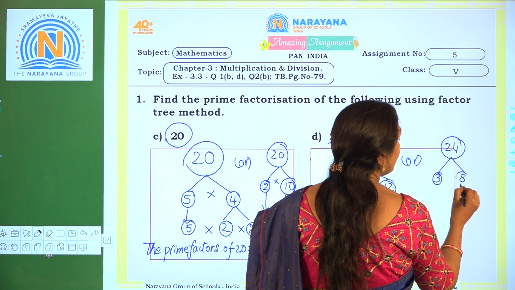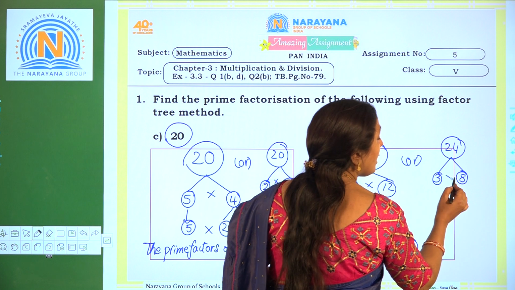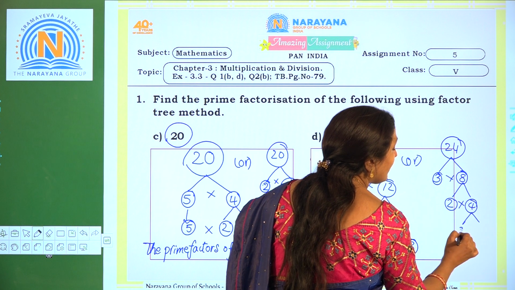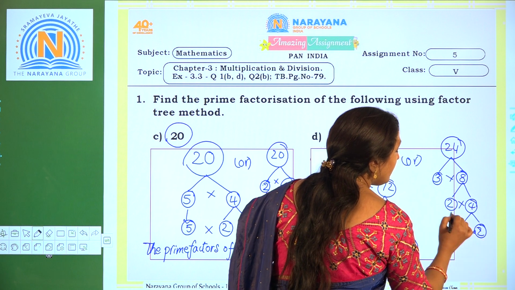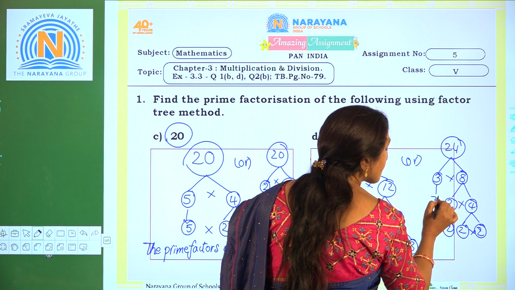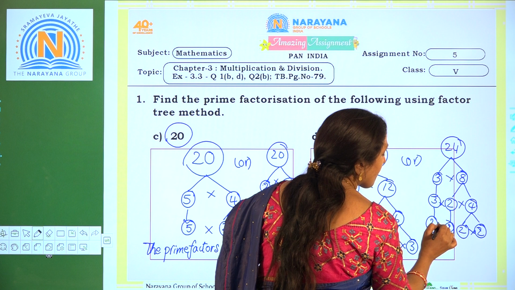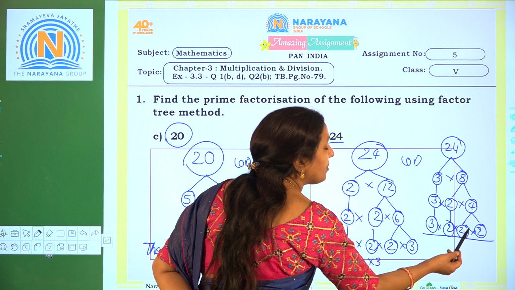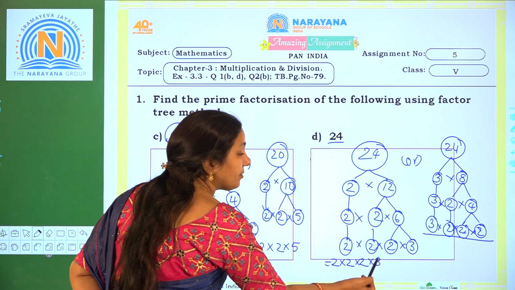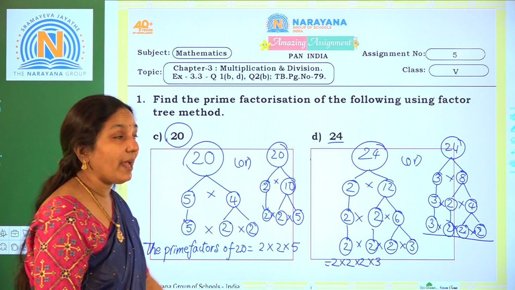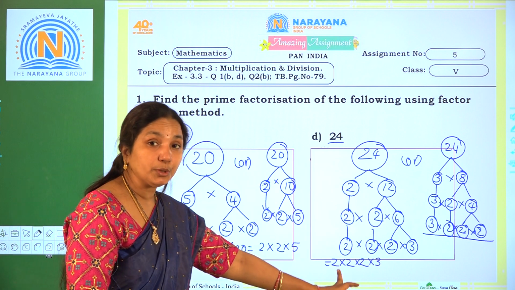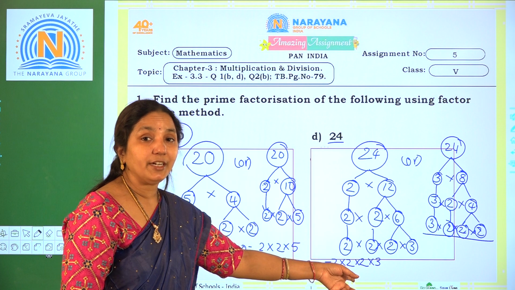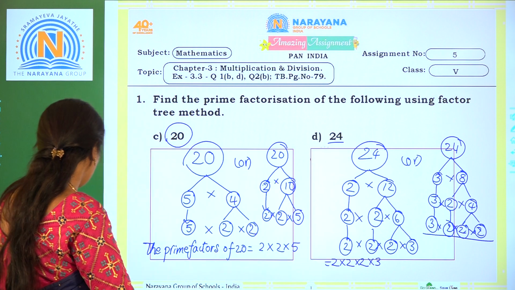3 8s are 24. 3 is a prime number. Now 8 we can write as 2 4s are 8. This 4 we can write as 2 2s are 4. Now the prime factors of 24 are 3 into 2 into 2 into 2, the same as 2 into 2 into 2 into 3. So while multiplying all the prime numbers, what did you get? The given number. Okay, next one.